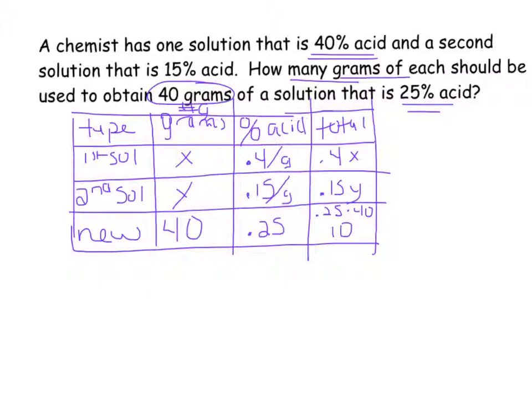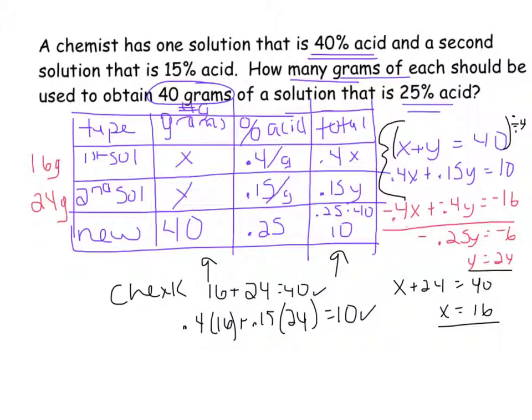And like my other table, and this is why I really like using tables for mixture problems, here are my equations. x plus y equals 40. And 0.4x plus 0.15y equals 10. And I'm going to use 10 again because 0.25 times 40 is 10. Here is my solution, and then you can decide how you want to solve it. So like we've done, please pause and then solve it and then check back in a moment.